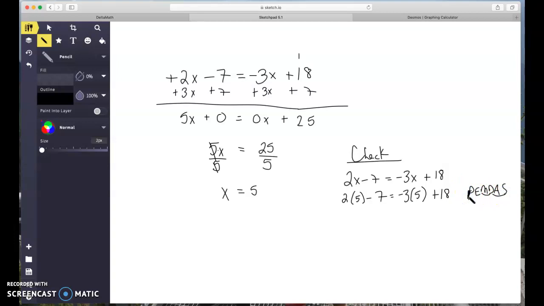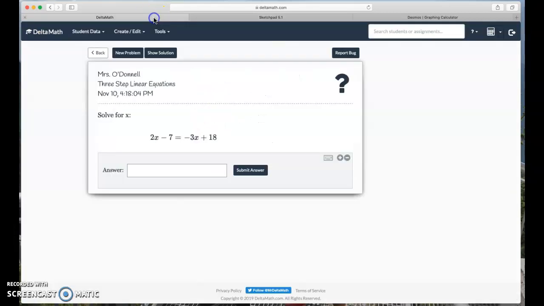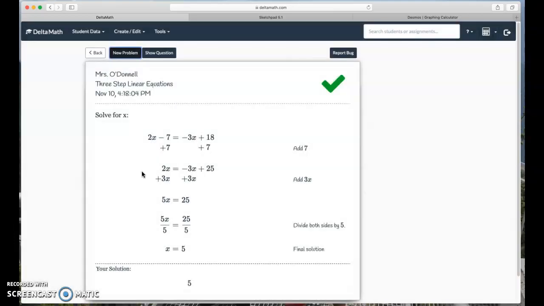Nothing to do inside the parentheses, no exponents, so I'm going to move on to multiplication. 2 times 5 is 10, minus 7. Negative 3 times 5 is negative 15, plus 18, right? So 10 minus 7 gives me 3, and negative 15 plus 18 also gives me 3, and my equation stayed balanced. 3 equals 3 is a true statement, so that tells me that 5 is in fact the solution to this equation. So I'm going to type in 5, enter, enter, and Delta Math likes it.